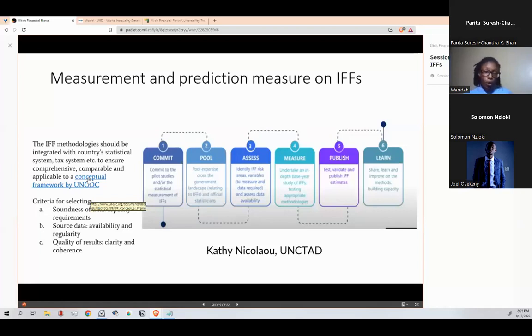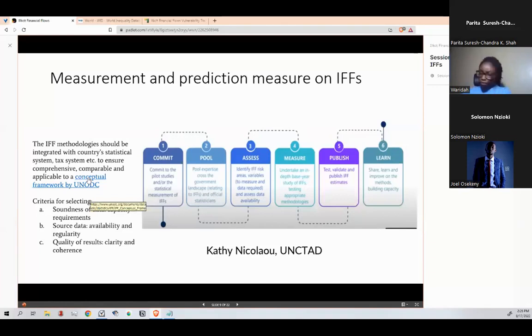And finally, will there be data available? And how regular will it be? Of course, we talked about if the data is irregular or not there, we have a lot of marginal errors when it comes to estimating IFFs.